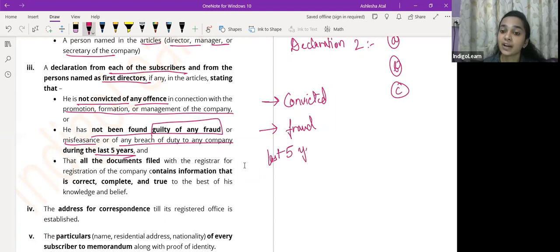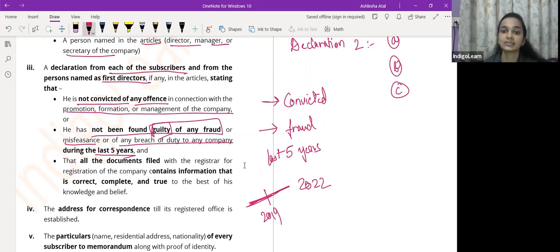मतलब पिछले 5 सालों में इस इंसान ने कोई भी फ्रॉड नहीं किया होना चाहिए, या फिर कोई ब्रीच ऑफ ड्यूटी टू एनी कंपनी नहीं की होनी चाहिए, या फिर कोई मिसफीसांस नहीं किया होना चाहिए इन द लास्ट 5 years. नाउ से आपको आज कंपनी खोलना है इन द ईयर 2022. The last 5 years में this person shouldn't have been found guilty of any fraud or misfeasance or breach of any duty. अगर से in the year 2019 this person was found guilty of fraud, तो क्या ये ऐसा डिक्लेरेशन में स्टेट कर सकता है?